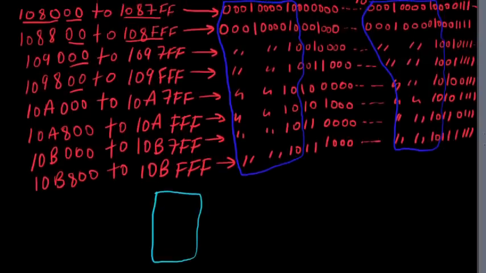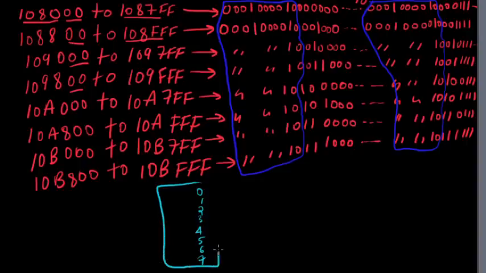The size of the decoder, you can tell from the number of ranges. You have 1, 2, 3, 4, 5, 6, 7, 8. So you have 8 outputs, all the way to 7, because we start at 0. Maybe I'll just draw it better. 0, 1, 2, 3, 4, 5, 6, 7. So these are my outputs to this decoder.